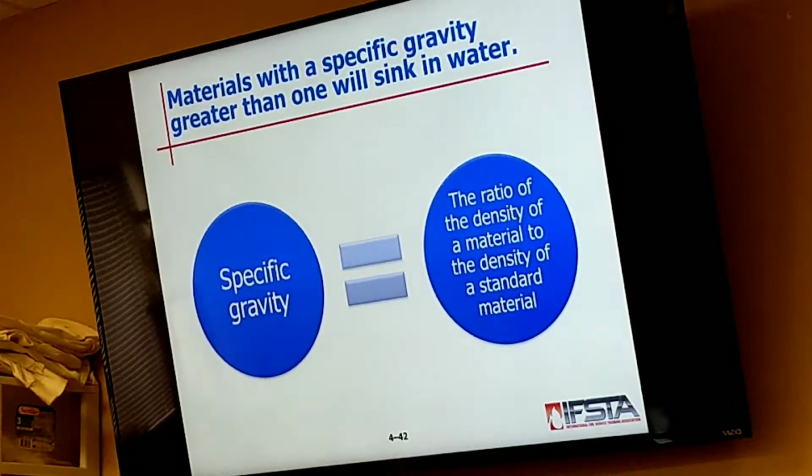Specific gravity is the ratio of the density of the material to the density of the standard material, usually an equal volume of water. So we're going to be comparing this chemical to the water. Is it heavier or lighter? Why do we want to know that? Is it going to float on water or is it going to sink in water? So if we have to put some booms out, do we have to do something to trap it underneath or catch it over the top?